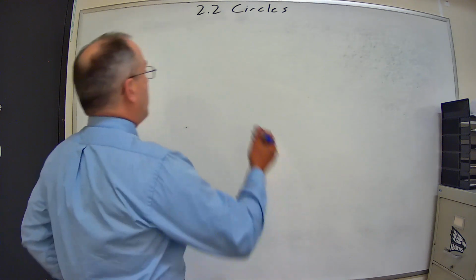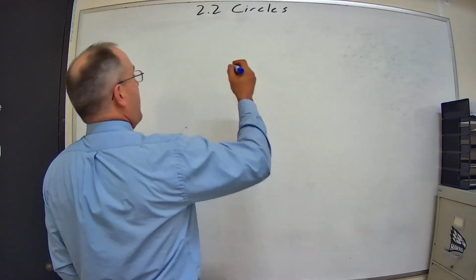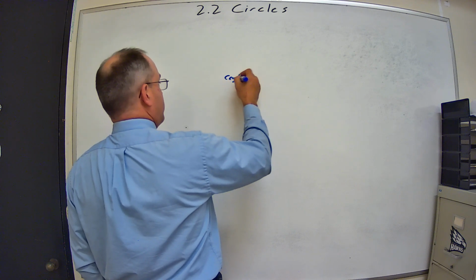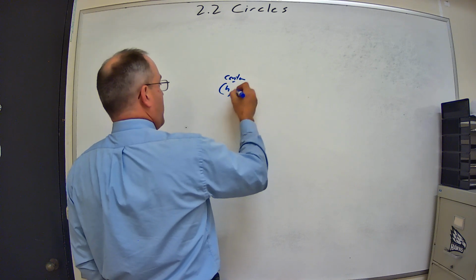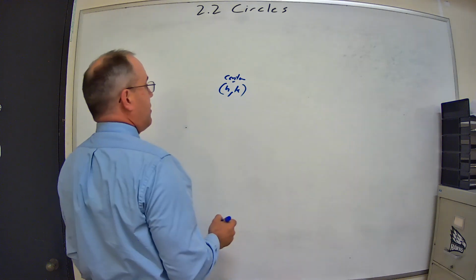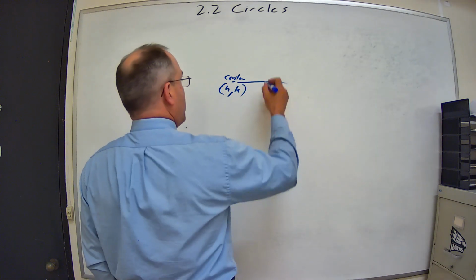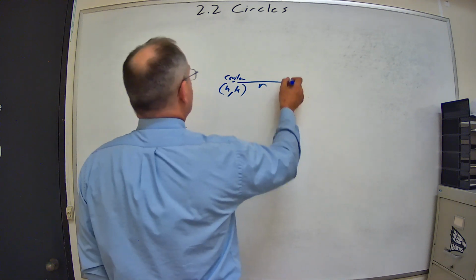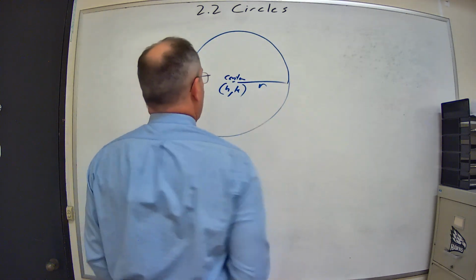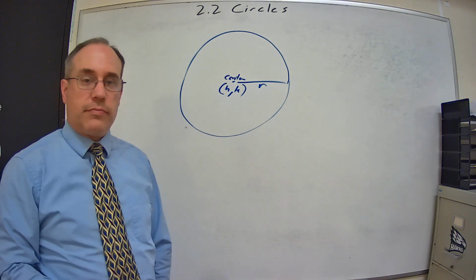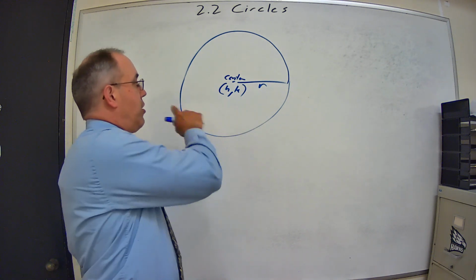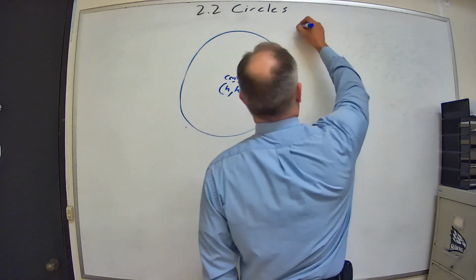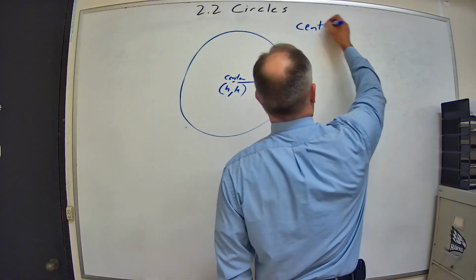That given distance is called the radius, and that given point is the center. Now if we call that center the point HK, and the radius R, thus creating a circle, we can write the circle equation in center radius form.